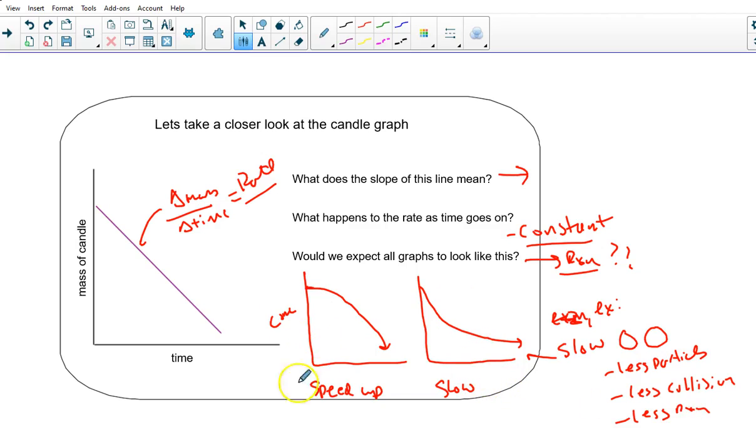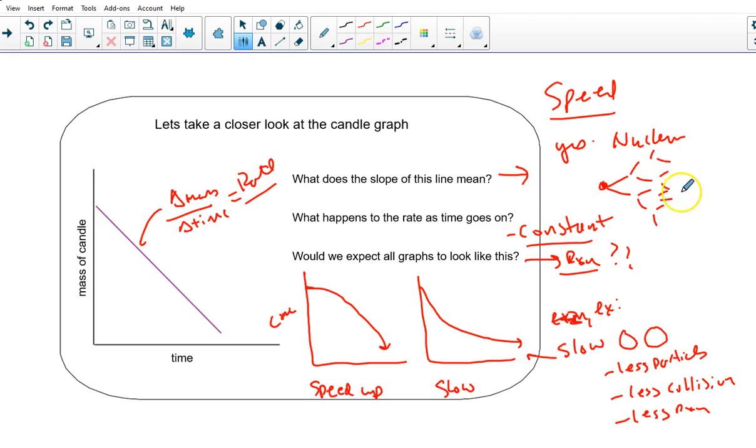What about a speed up? Could something possibly speed up? And the answer, again, is yes. This can happen too. Let's say, for example, a nuclear reaction, where one item sets off a rapid reaction where it breaks in half, and then it breaks in half again and again. You can get an exponential type situation occurring. This is very common in a nuclear reaction.